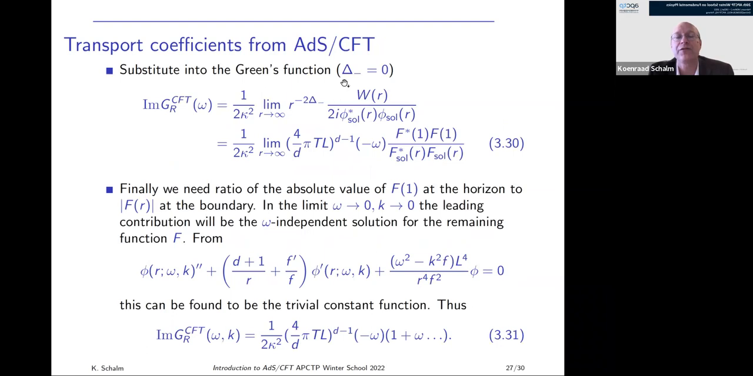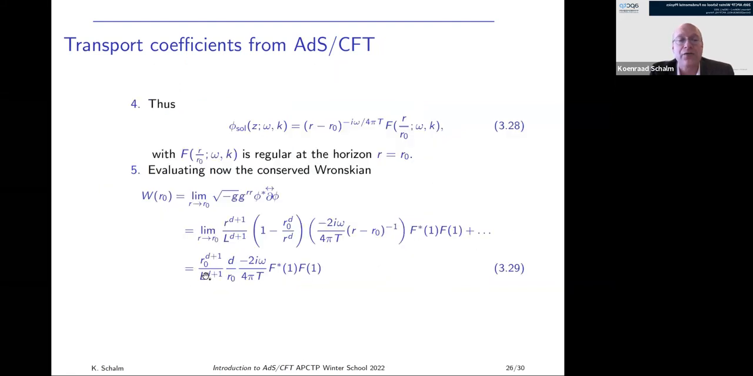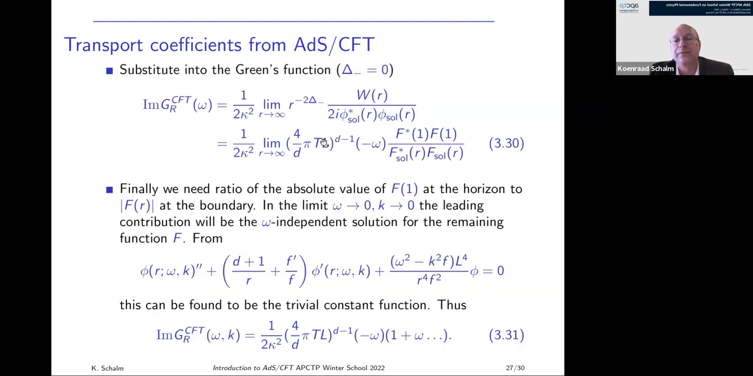So let's substitute this in the Green's function. Here was the formal expression for the Green's function that I had a moment ago: minus 2 delta minus W_R over 2i f sol r. If I substitute this in, delta minus is 0. And then I substitute the value of the Wronskian in, and I get this as the final answer, where I've changed all the expressions of r naught over L into powers of T.